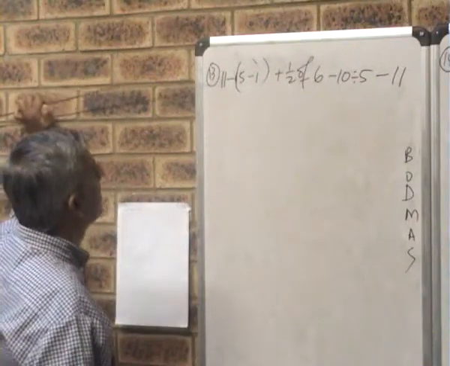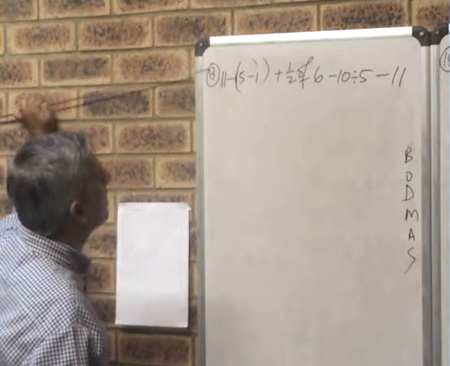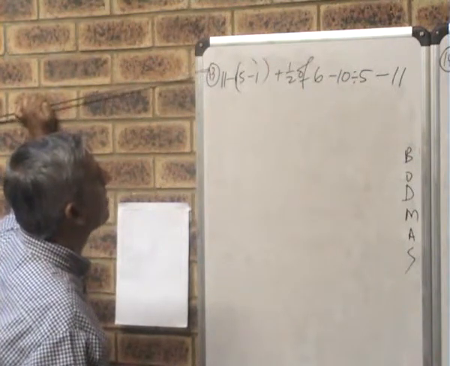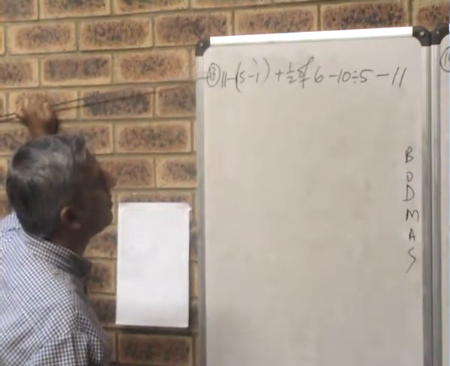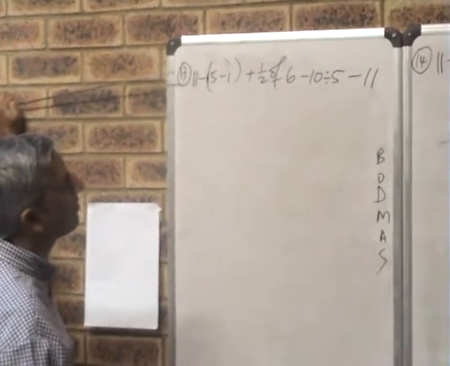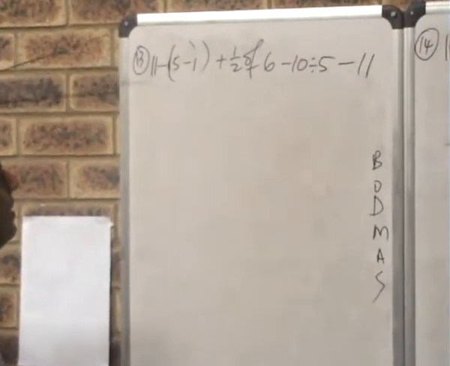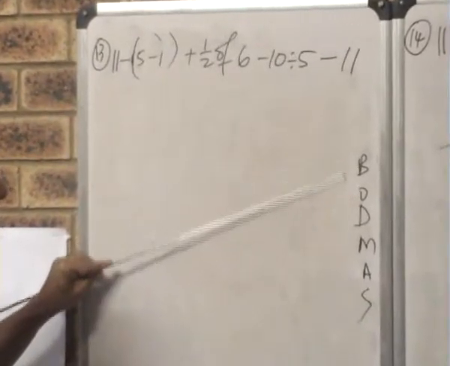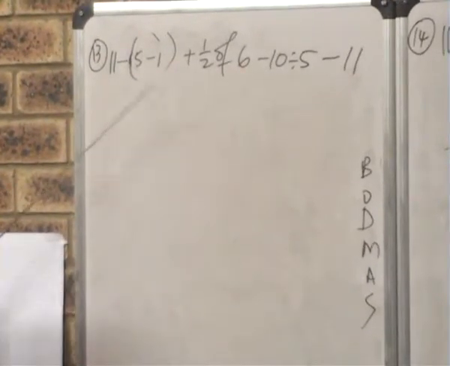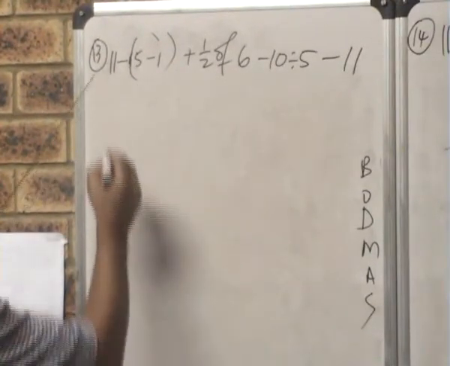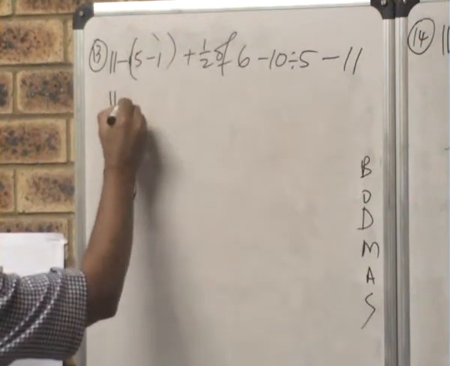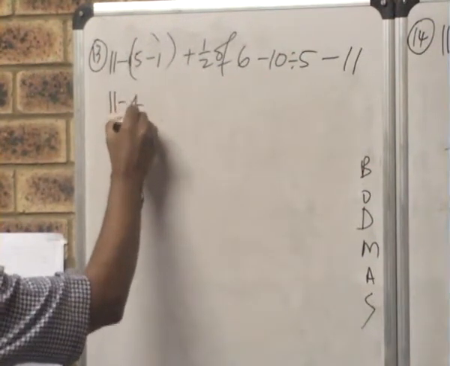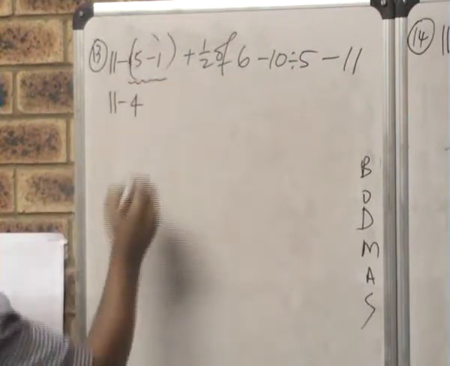Right, so we have number 13. And when we read the question, 11 minus (5 minus 1) plus half of 6 minus 10 divided by 5 minus 11. So we realize we have to use the rule of BODMAS. We're looking for a bracket. We have found it, 5 minus 1. So there's your 11, there's your minus, 5 minus 1 gives you 4. We've done the bracket first.